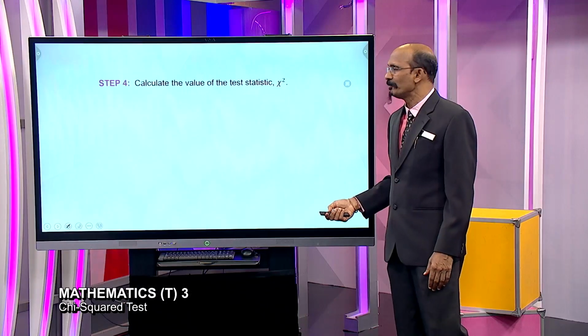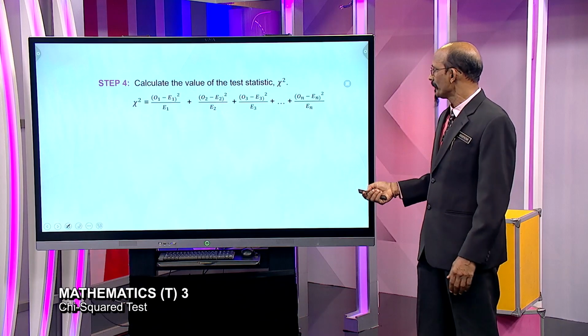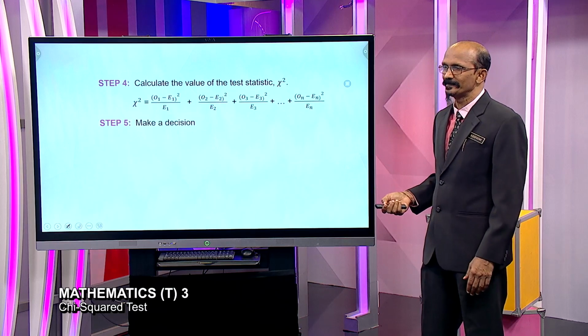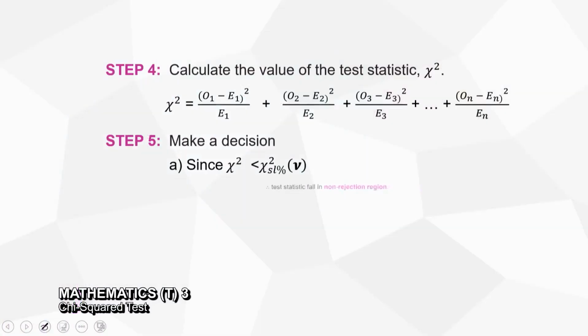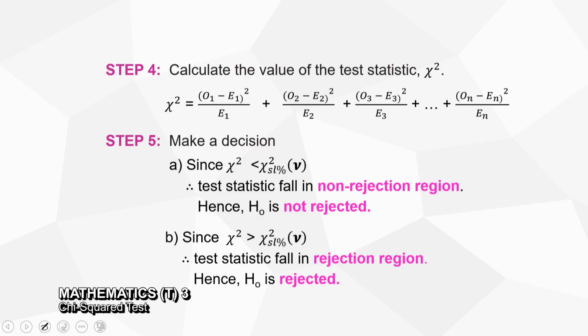In step 4, I will calculate the test statistic, but slightly different from just now. We state the formula and then we make a decision. The decision, as I mentioned earlier, is a 3-layer statement, as what I show here. Same thing for the not rejected and rejected cases.